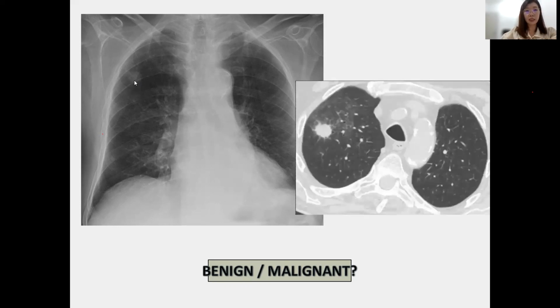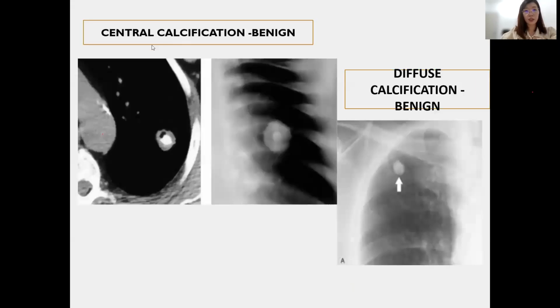So this is a malignant nodule. Although on X-ray it looks fairly well defined, on CT scan you will see this kind of sign, we call it corona radiata sign. Okay, there are some fiber strands arising from the lesion. This is a malignant nodule. So if the nodule has a central calcification, like in this case, it is always benign. Okay, always benign when the calcification is at the center of the lesion.